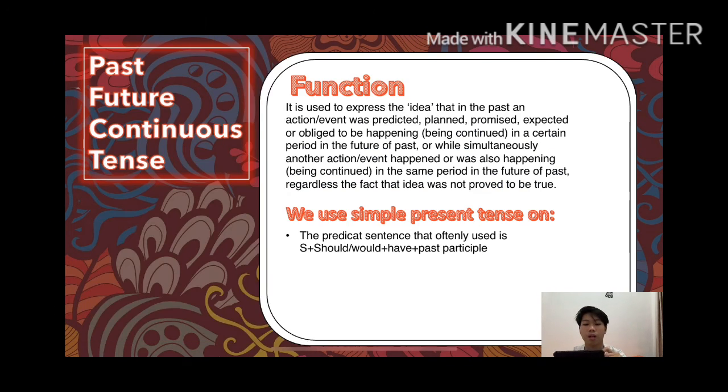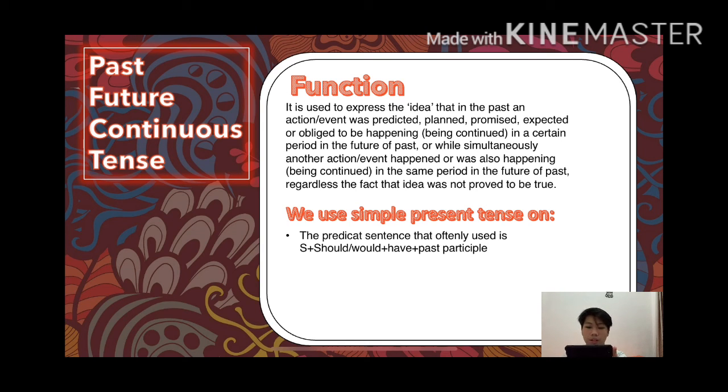The function is used to express the idea that in the past an action or event was predicted, planned, promised, expected, or obliged to be continuing in a certain period in the future of the past, or while simultaneously another action or event happened or was also happening or being continued in the same period in the future of the past, regardless of the fact that the idea was not proved to be true.